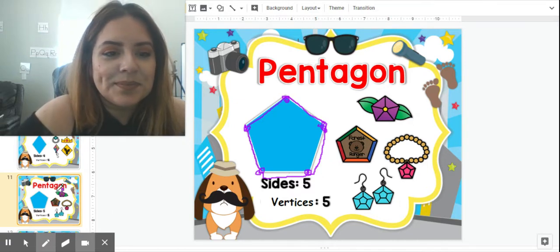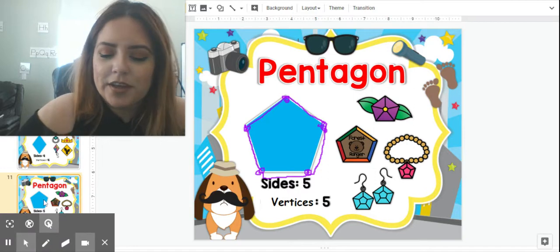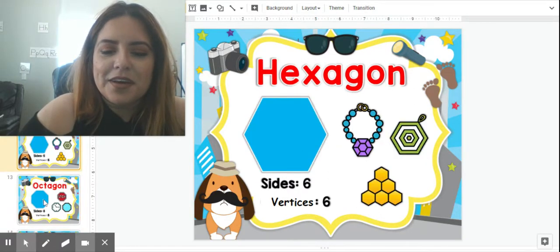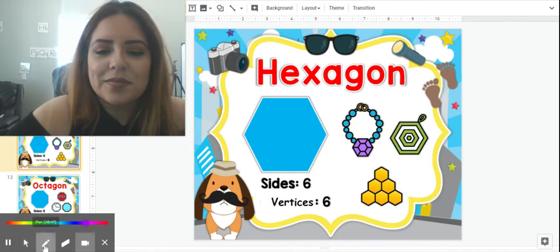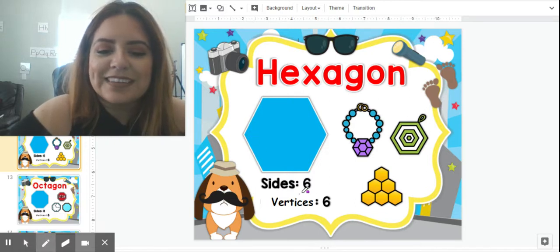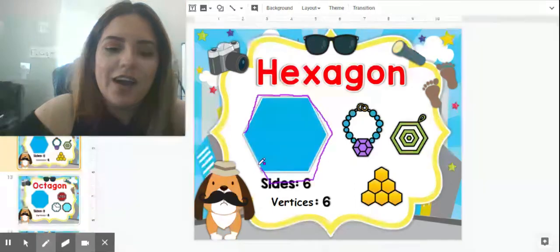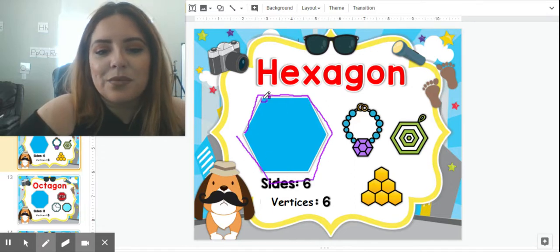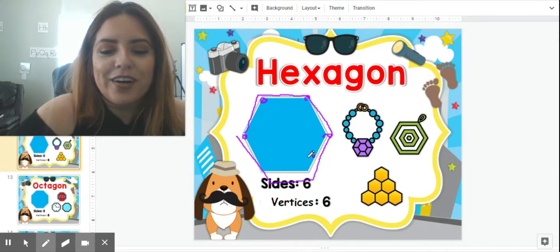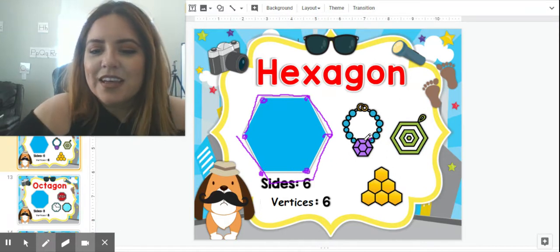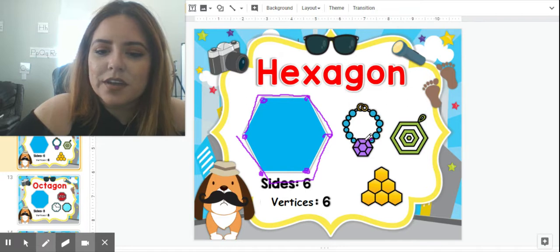All right. Let's look at our next shape. Okay, we have, I think, 2 more. Hexagon. A hexagon has 6 sides. 1, 2, 3, 4, 5, 6 sides. Kind of like this necklace too. 1, 2, 3, 4, 5, 6.